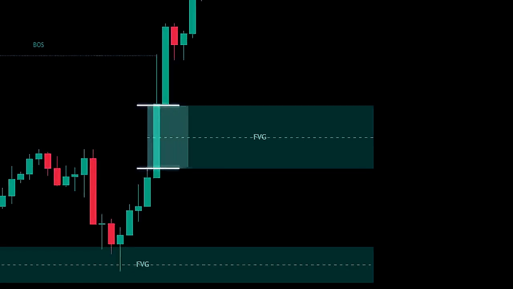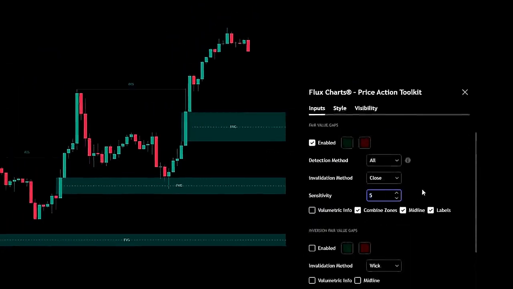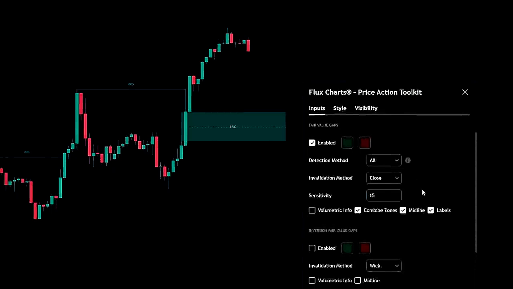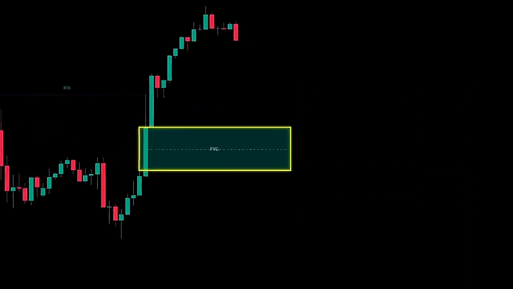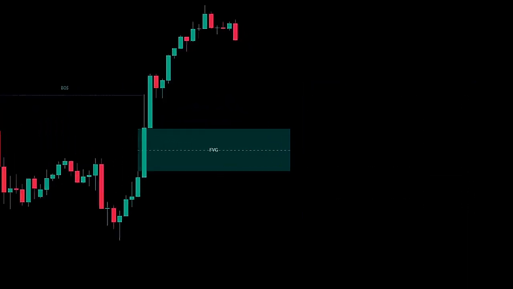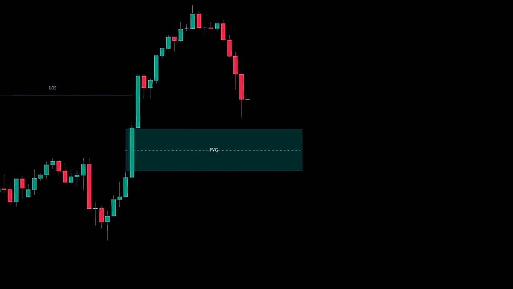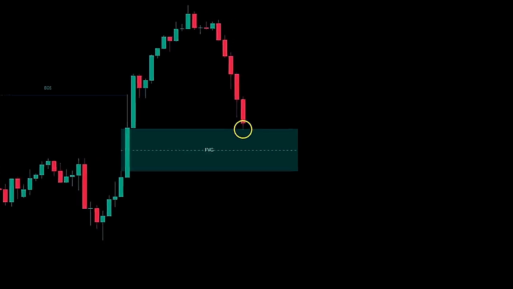On the higher time frame, these gaps are more powerful and can act as strong support or resistance levels. In the configuration panel, increasing sensitivity eliminates smaller gaps and highlights only the larger, more meaningful ones. Once you mark these fair value gaps, wait for the price to pull back into one of them. When the price enters the gap zone, switch to a lower time frame to look for an entry.